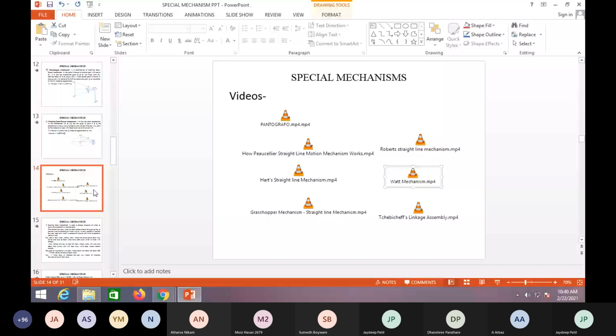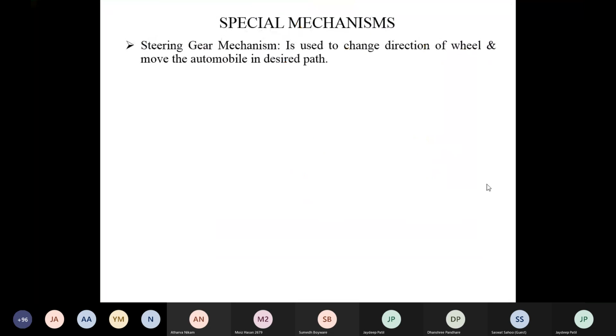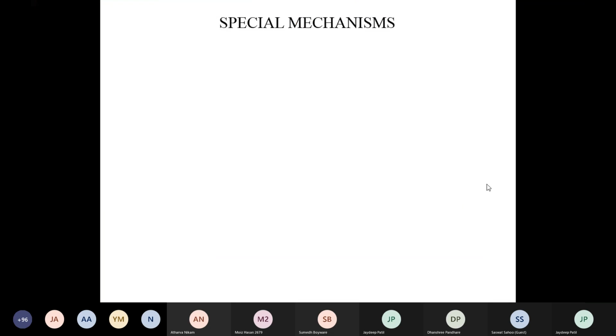Okay, now we will start the next special mechanism, your steering gear mechanism. Next one, write down all of them. Note down this point. Steering gear mechanism. Again, in the university question paper, there is a question of 5 marks: derive an equation of correct steering gear mechanism.